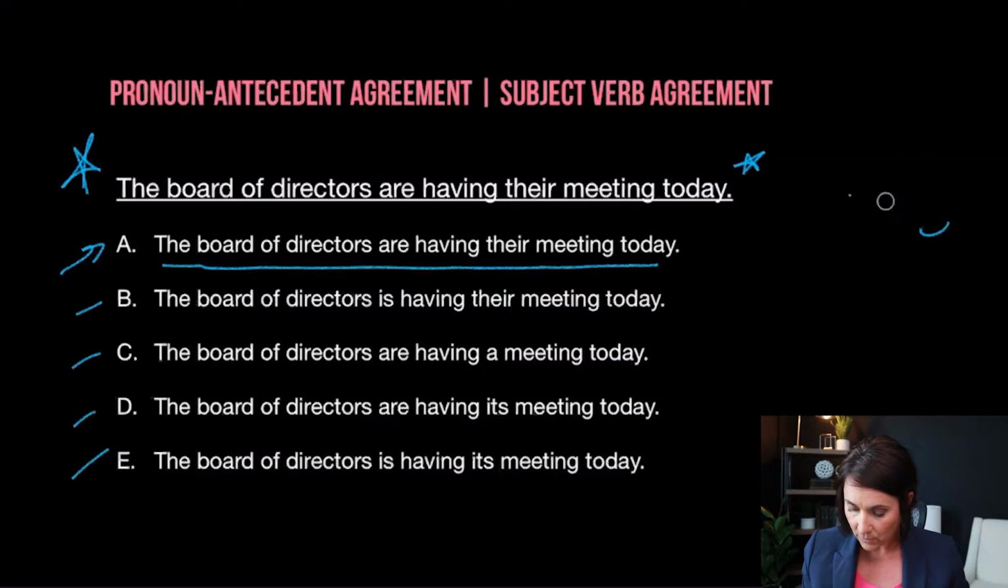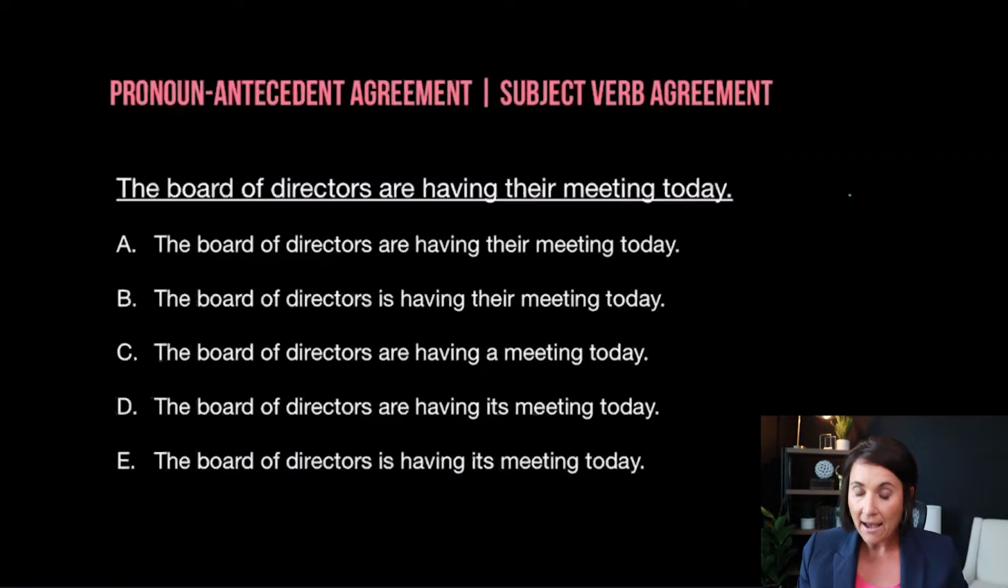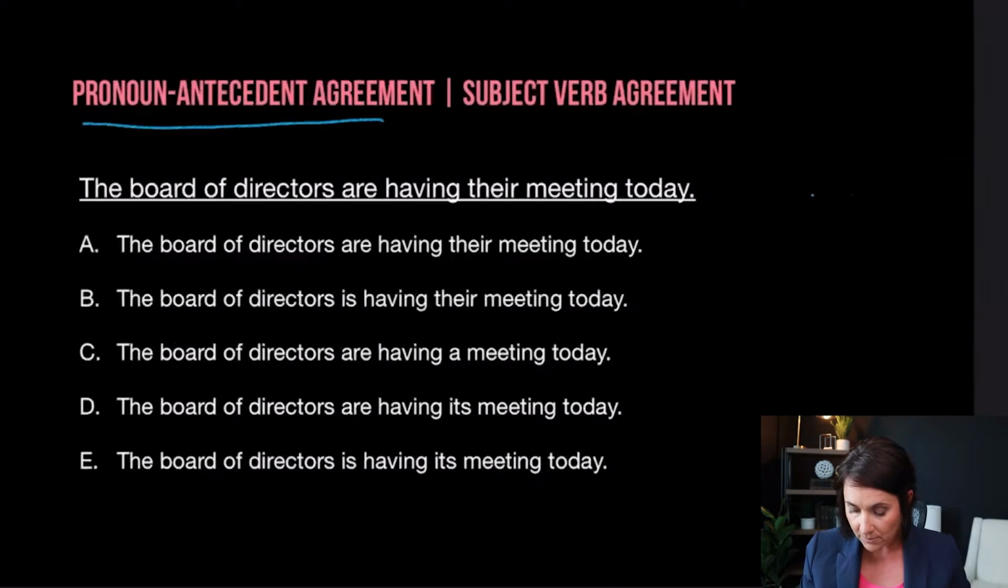So let me erase this so we don't get confused and pretend like we are sitting for the Praxis Core exam. And this has come up here. So we have the board of directors are having their meeting today. Now I put up here, this is going to test your pronoun antecedent agreement and your subject verb agreement.